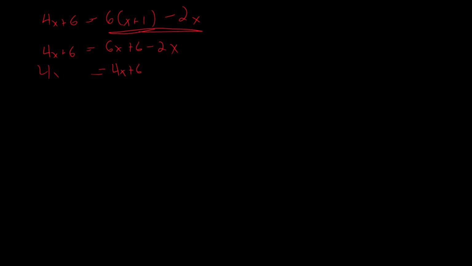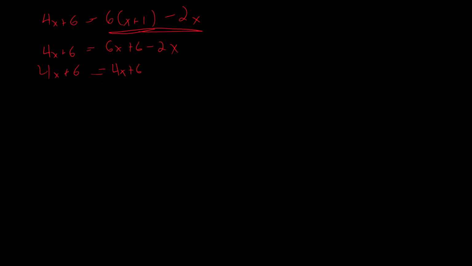So I'm going to look at 4x plus 6 is equal to 6 times x plus 1 minus 2x. Okay, we're going to play the same game we did in the last one. I'm going to want to simplify this expression so that I have everything in individual terms. So 6x plus 6 minus 2x. I'm going to gather like terms. 4x plus 6 equals 4x plus 6.